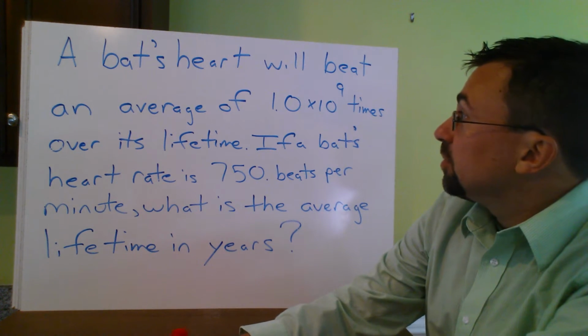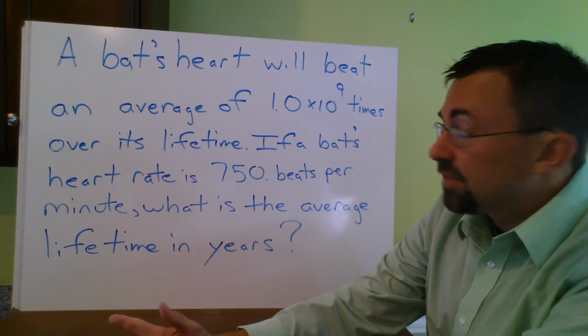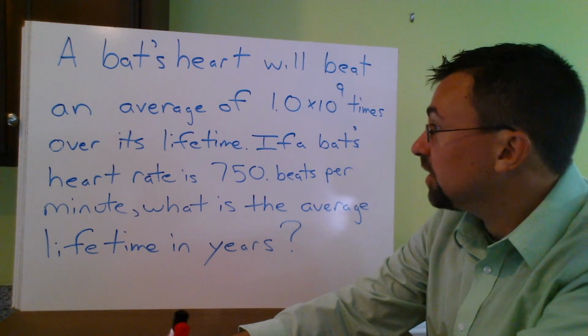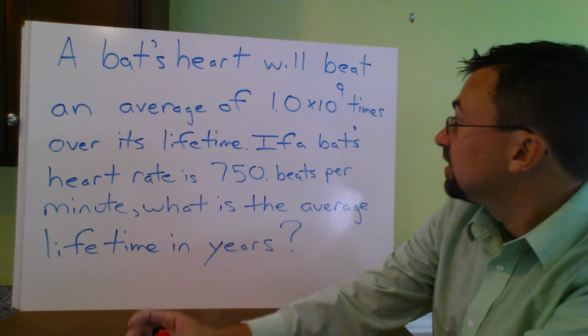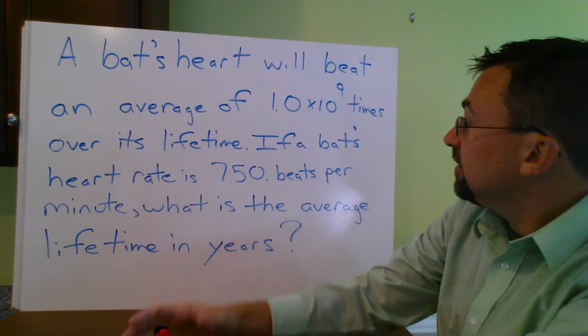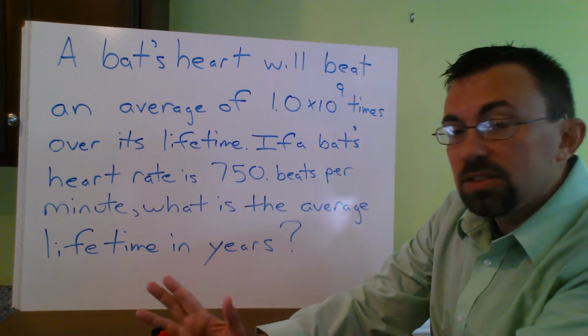A bat's heartbeat will beat an average of 1 billion times over its lifetime. That's true of most mammals. It's also true that from its heart rate, you can tell how long the life expectancy is. So if a bat's heart rate is 750 beats per minute, what would be the average lifetime in years?